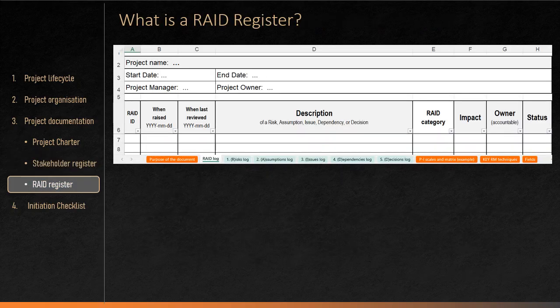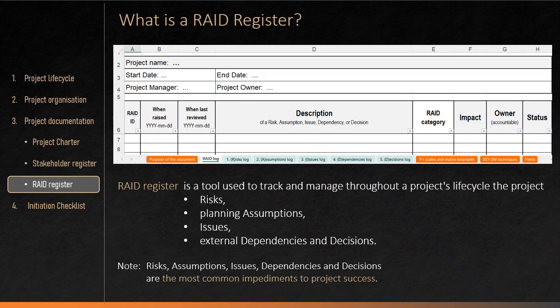And the third important project management document which might be created during the project initiation stage is a RIDE register. A RIDE register is a tool used to track and manage throughout the project lifecycle project risks, planning assumptions, operational issues, as well as dependencies and decisions.